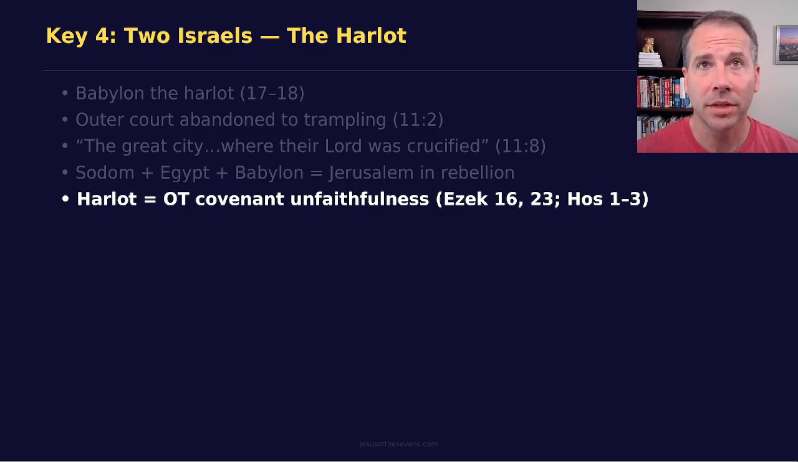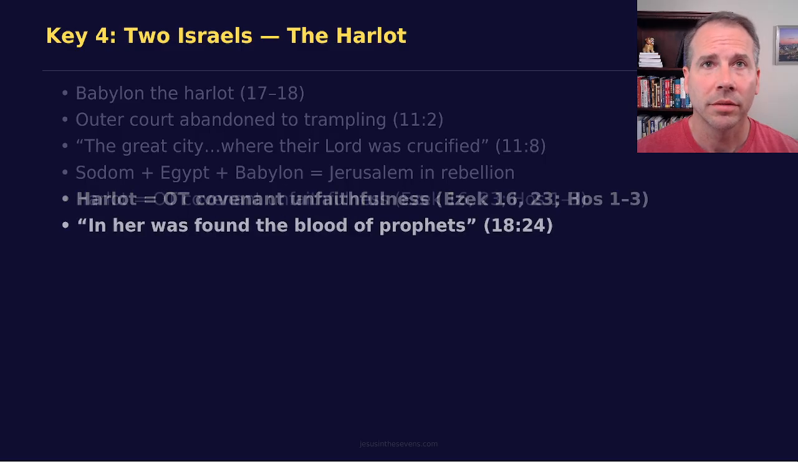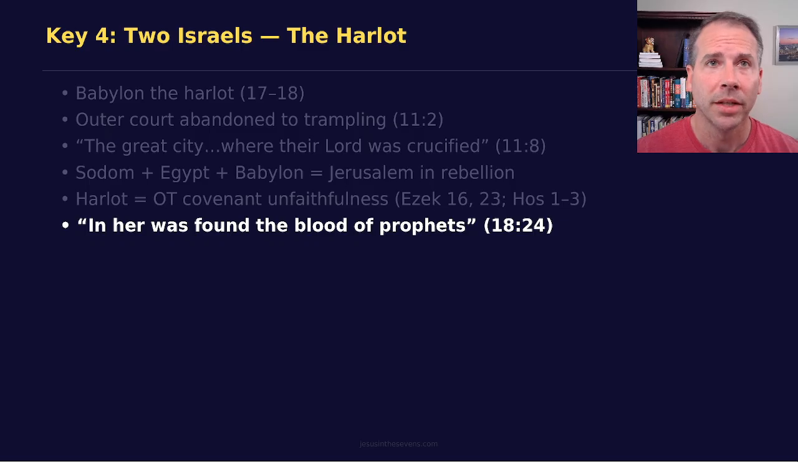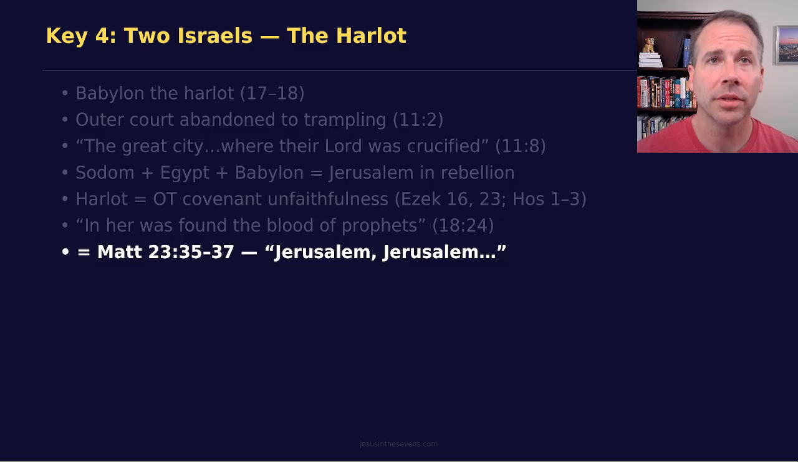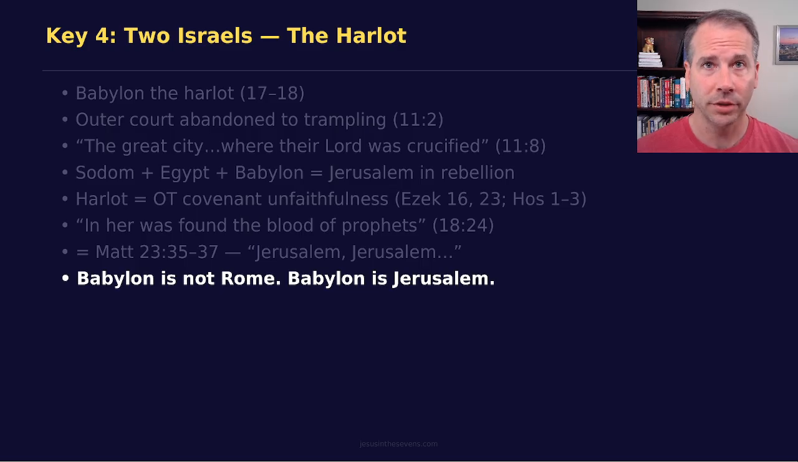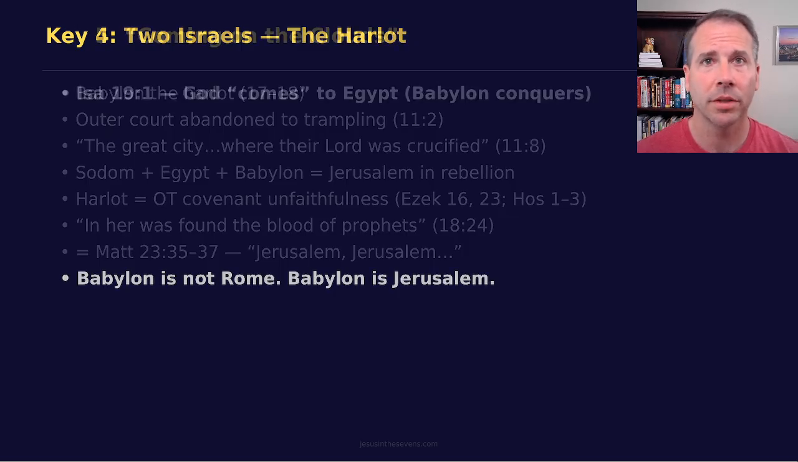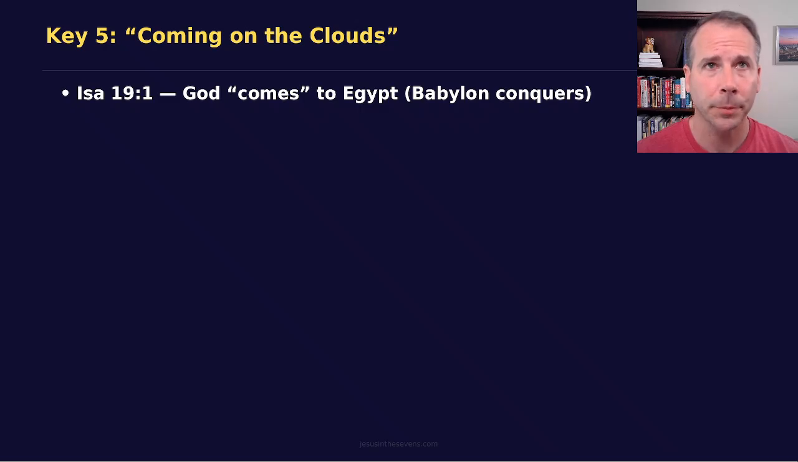So the harlot riding the beast in Revelation is, as we'll see, not Rome, but Jerusalem. In her was found the blood of prophets. That's from chapter 18. That echoes very strongly Jesus's statements in Matthew 23 about Jerusalem. He makes it very explicit there that it's about Jerusalem. In her is the blood of prophets. It's very clear where the blood of prophets resides. It's in Jerusalem. So in conclusion, the harlot is not Rome. The harlot is Jerusalem. So again, we got two different Israels going on in Revelation. We need to be paying attention to which one is which.